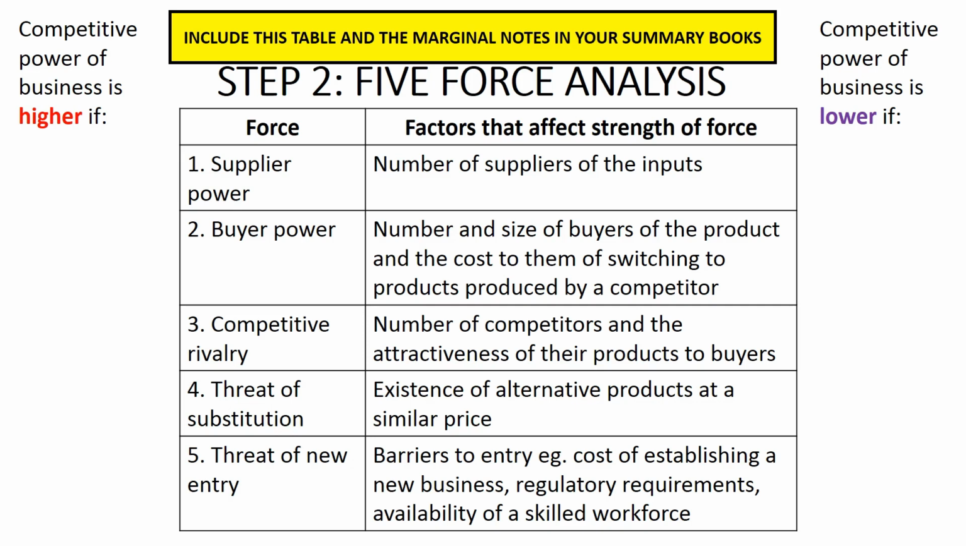I will be describing these effects on the left-hand side and the right-hand side of the table as we move through this slide. The first force that we looked at was supplier power. The main factor that affects the strength of supplier power is the number of suppliers of the inputs that the business uses. The competitive power of a business will generally be higher if there are lots of input suppliers.